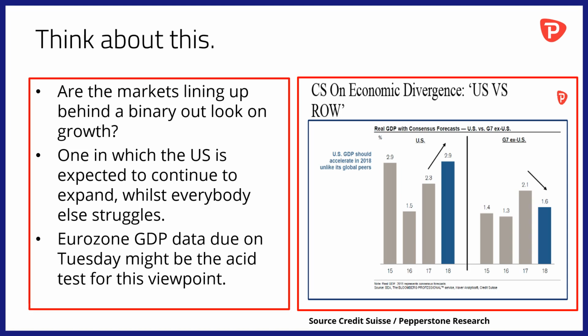Eurozone GDP data due out next Tuesday might be the acid test for this viewpoint. The chart on the right is taken from yesterday's webinar, and it shows Credit Suisse's outlook on global growth. Their expectation, and presumably many other people's now as well, is that US GDP would accelerate in 2018 and probably into 2019 as well, whilst many of the other global peers fail or struggle to grow. The chart shows the projections for US GDP growth and what's expected to happen in the rest of the G7 ex the USA, and you can clearly see the implied direction of travel there.